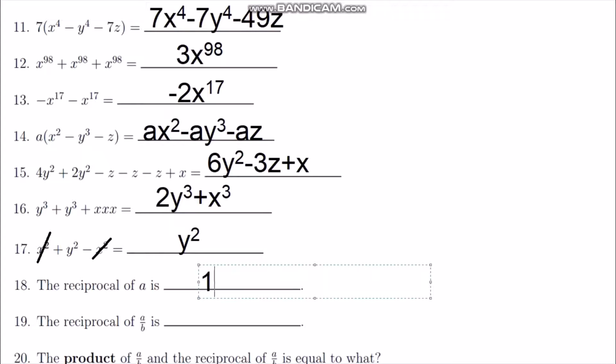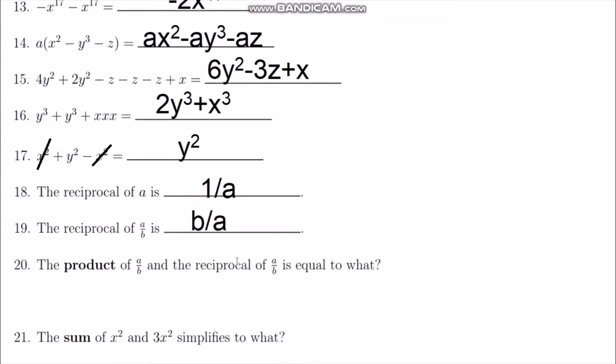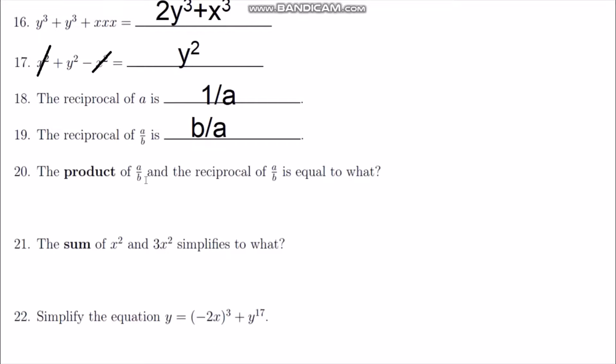The reciprocal of a is just 1 over a. The reason for it is that a times 1 over a is 1. That's why it's the reciprocal. The reciprocal of a over b is b over a. We know the b's cancel out with each other and the a's cancel out with each other, so we're just left with 1 when we multiply those terms together. So it's b over a.